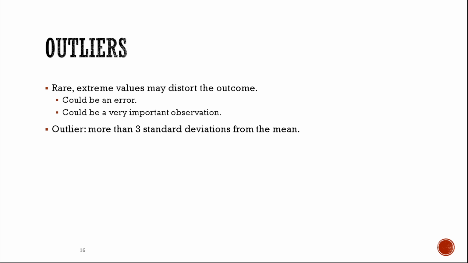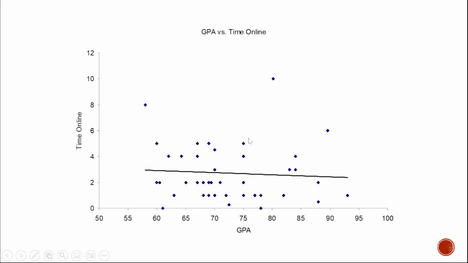When you say outliers, extreme values may distort the outcome; they could be an error, or a very important observation. An outlier is more than 3 standard deviations from the mean. Here is an example of GPA, or grade point average, depending on the time you spend online, and these are the corresponding grade points. The value of y here is going down, that's why the slope goes down.